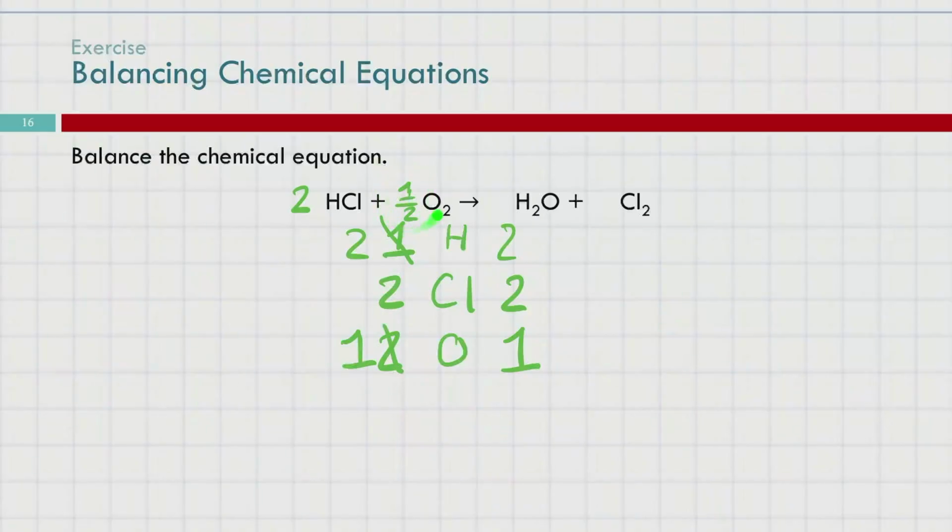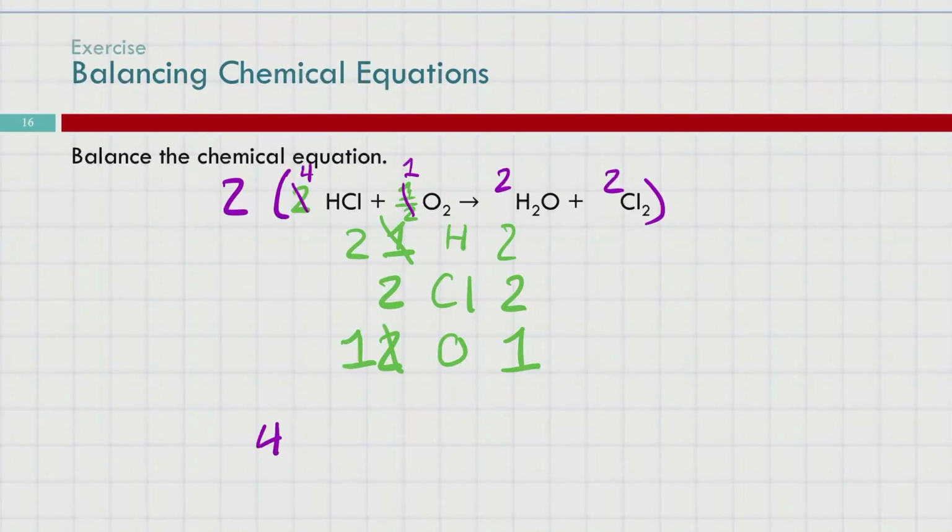That one step is to get rid of this 1/2 that we just put there. We can do that by doubling everything. So we multiply all of the coefficients, all the numbers in front, by 2. So this 2 in front turns into a 4. This 1/2 turns into a 1. This invisible 1 turns into a 2. And this other invisible 1 also turns into a 2.